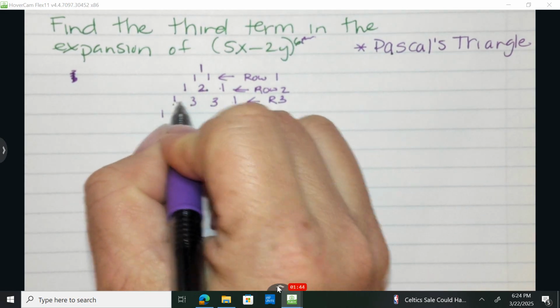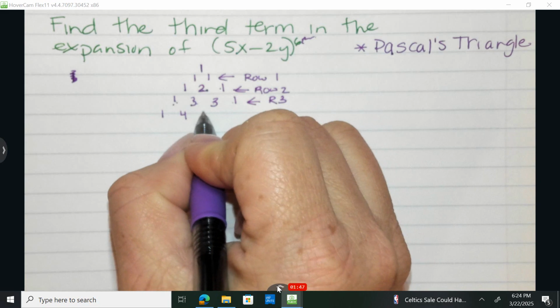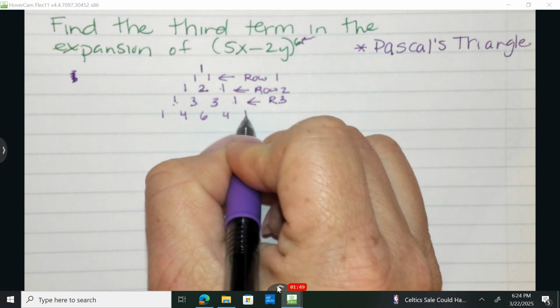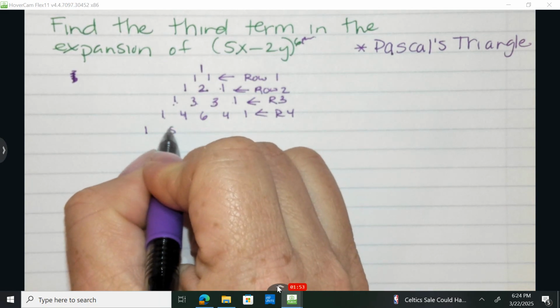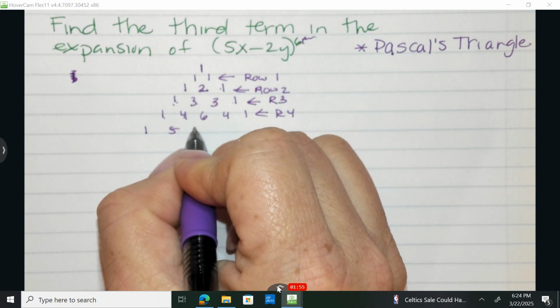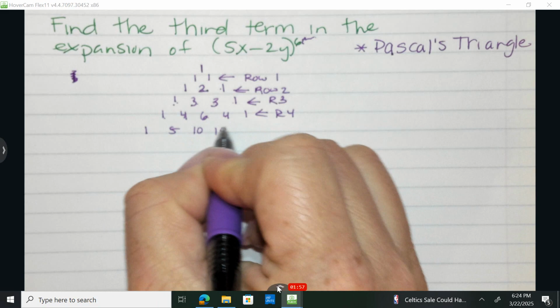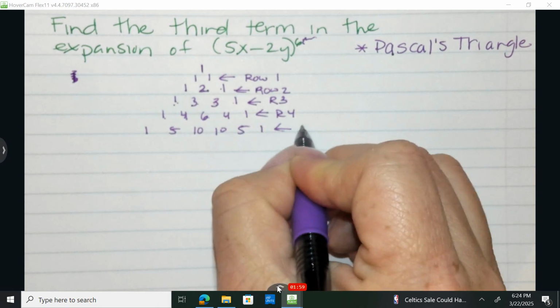Okay, let's go on to row 4. I start with a 1. 1 plus 3 is 4. 3 plus 3 is 6. 3 plus 1 is 4. And 1. This is row 4. I start with a 1. 1 plus 4 is 5. 4 plus 6 is 10. We have 10, 5, and end with a 1.